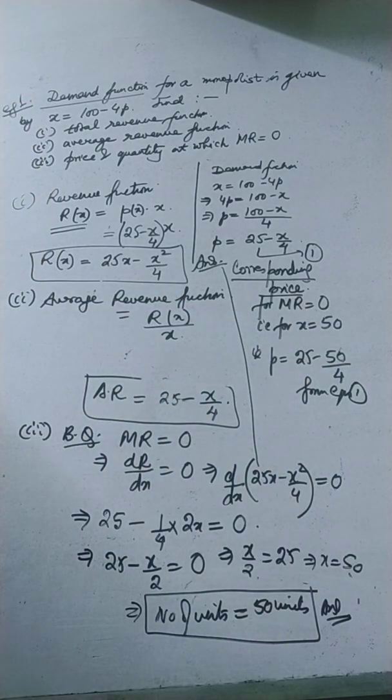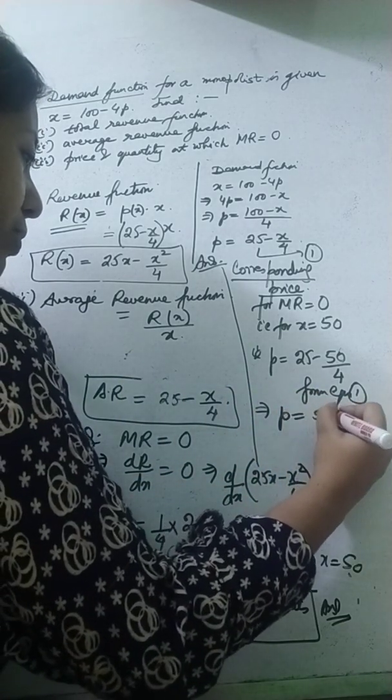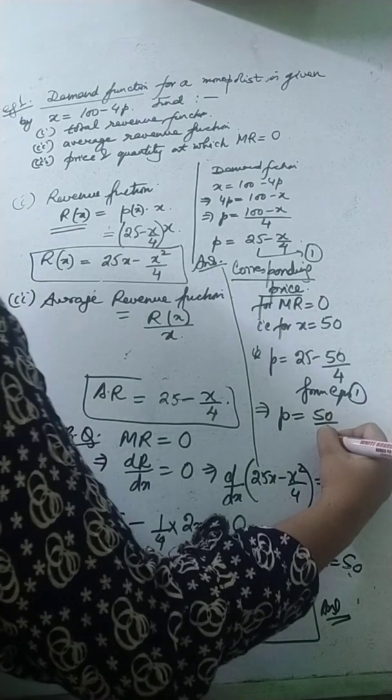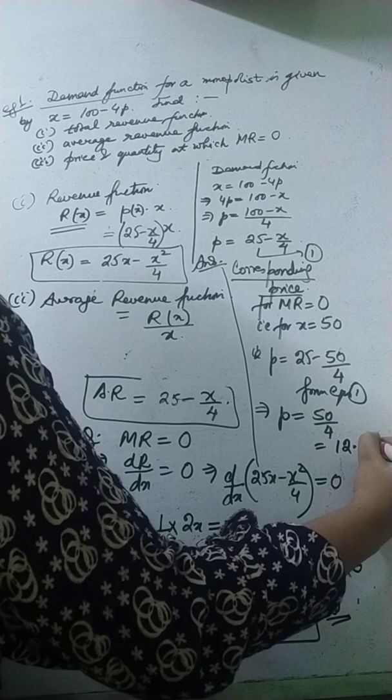So what is the value therefore? 50 by 4, isn't it? Shall I write the answer directly? Do I have to show the working? I think I'll write it. This implies P is equal to 50 by 4. 50 by 4 is how much? That is 12.50.